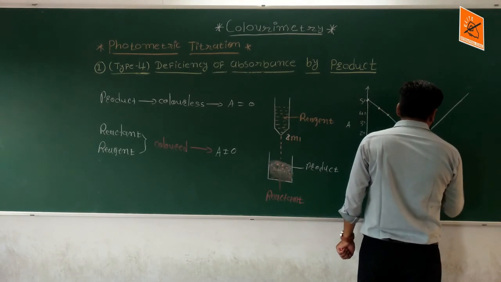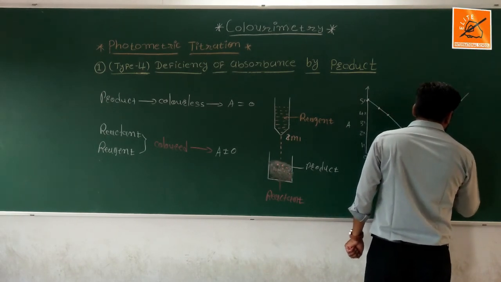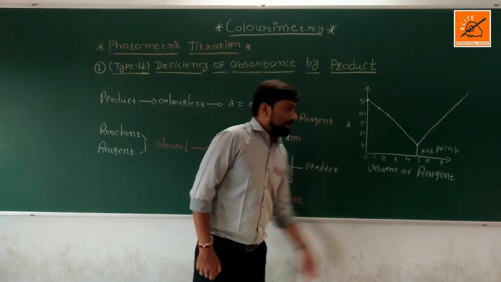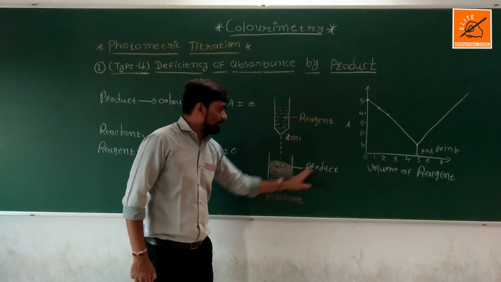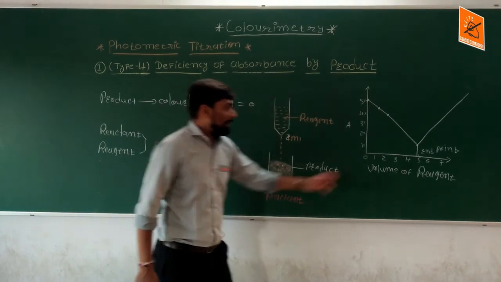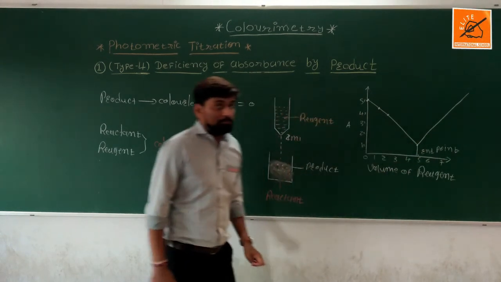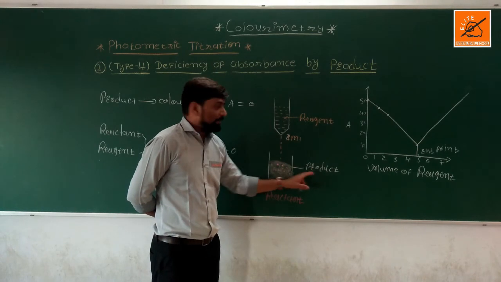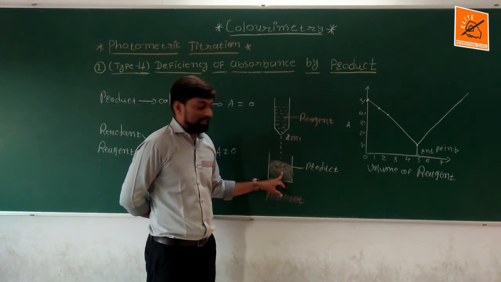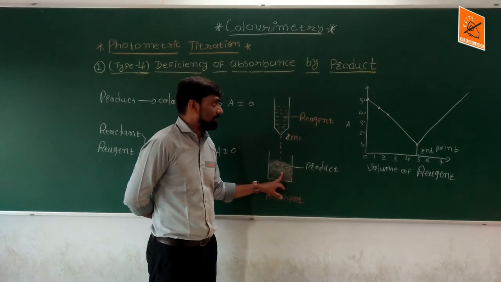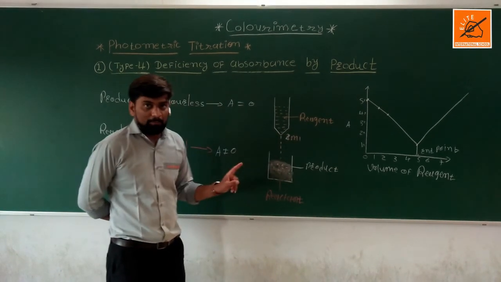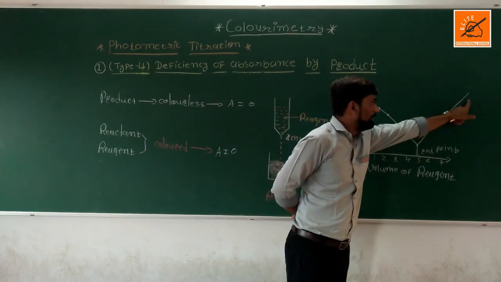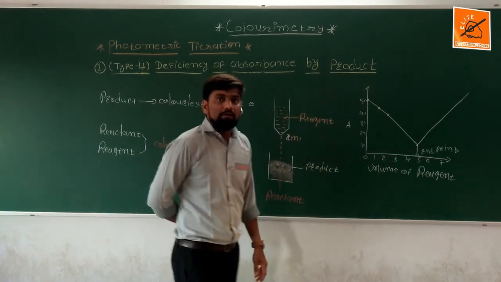So this is the end point. It means that 5 ml of reagent is required to convert all the reactant into the product. After the end point, absorbance value increases with increasing volume of reagent, because we add reagent that remains as it is in the flask. This reagent is a colored compound, so the absorbance value will increase with addition of reagent.